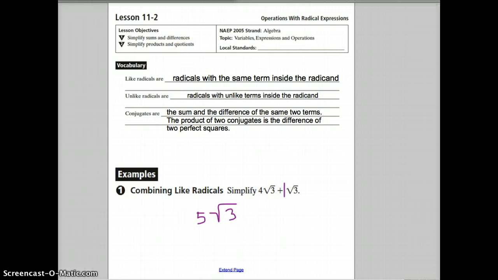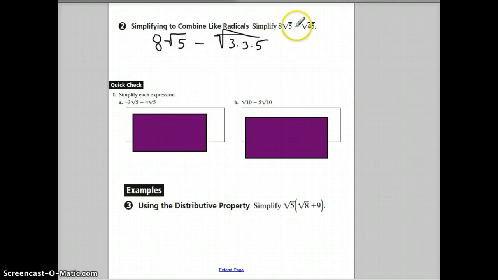Let's look at our next example. Now we have 8 root 5 minus the square root of 45. Well, first off, the square root of 45 is not in simplest radical form. So we have to think about it in simplest radical form, and we see that 9 is a perfect square factor of 45. So the 9 can come out as 3 root 5. And now we have like terms which we can subtract. 8 root 5 minus 3 root 5 is just like 8x minus 3x, which gives us 5 root 5.